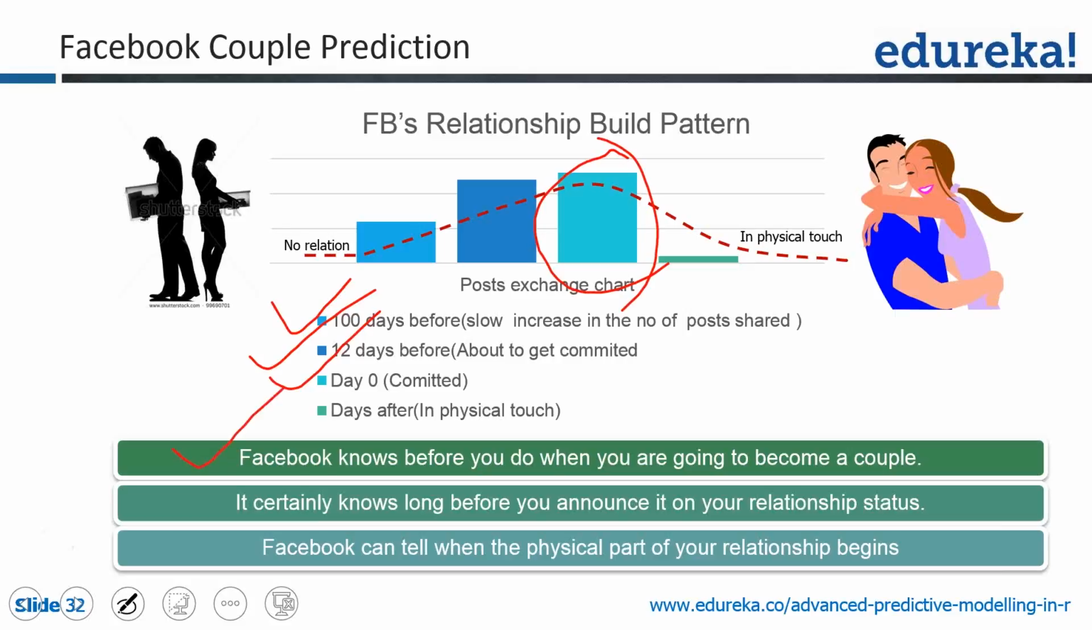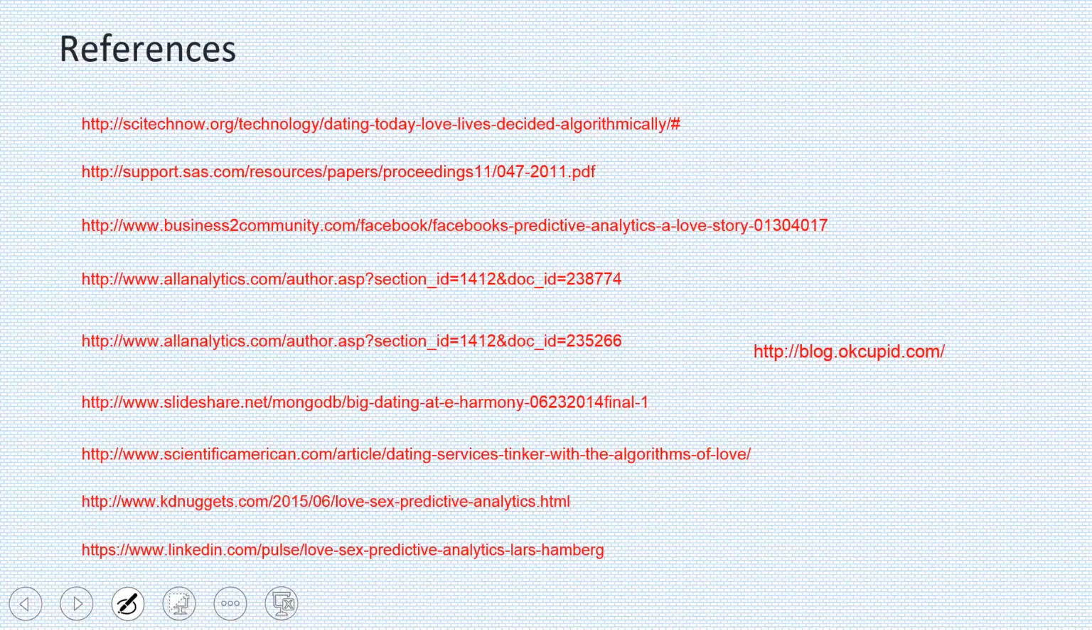Facebook knows before you do when you're going to become a couple. Facebook knows you much better. It certainly knows long before you announce it on your relationship status, right? Even before you change your status to married or committed or things like that. Facebook knows that. Those are the kind of possibilities of using analytics in your dating website.